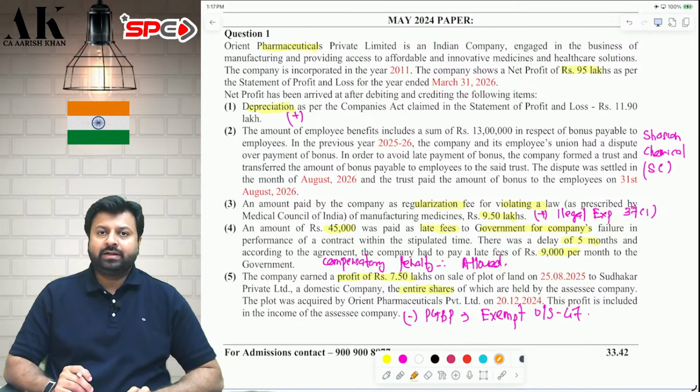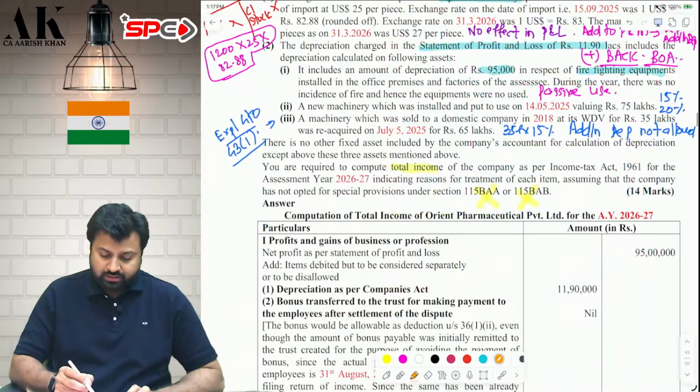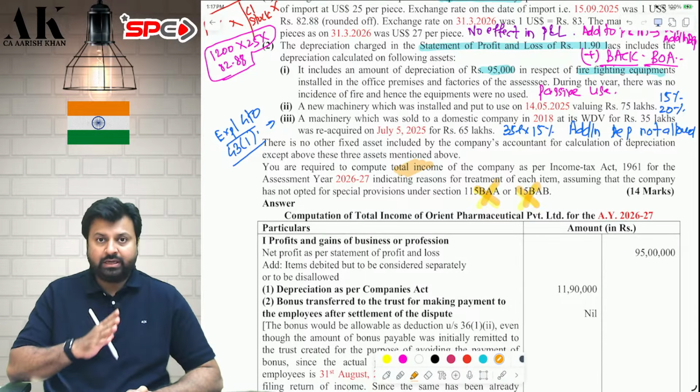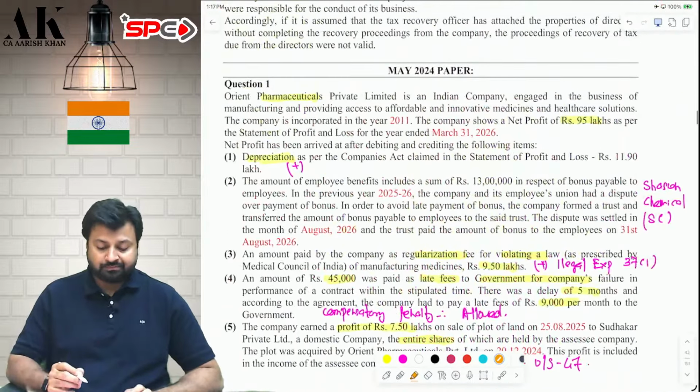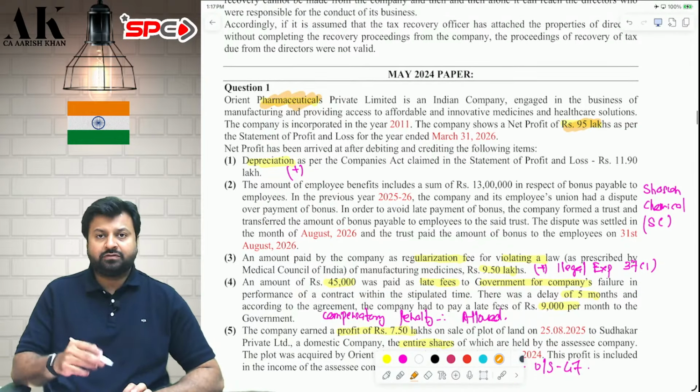Let's go ahead with the next paper, that is the May 2024 paper. Very first question over here is on total income. We are supposed to compute total income as per the normal provisions, not as per 115BAA or BAB. Okay, so let's start. There is a pharma company which is having a net profit of 95 lakhs over here. The net profit is 95 lakhs. So first write down that.